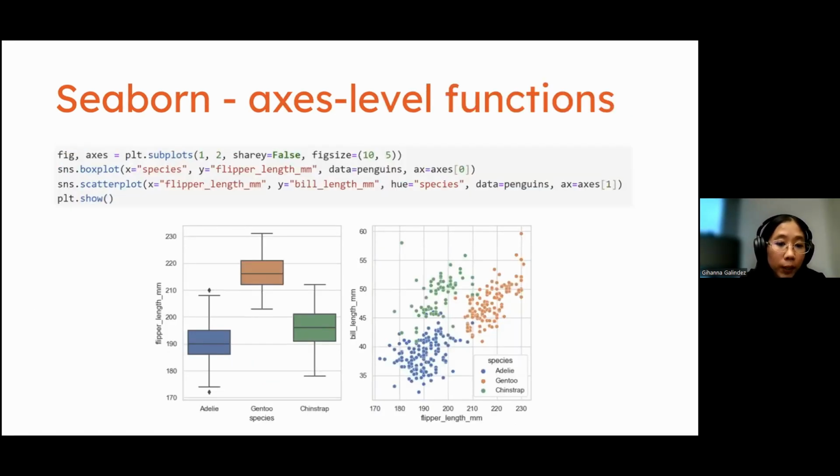And just to give an example for an axis level function, here you basically create your figure and axes, and then you can manually add to this your box plot and scatter plot. So axis level functions are better when you want more customization. So you can manually add your different types of plots. And here, as you notice, we use functions called boxplot and scatterplot, as opposed to, say, catplot or relplot.